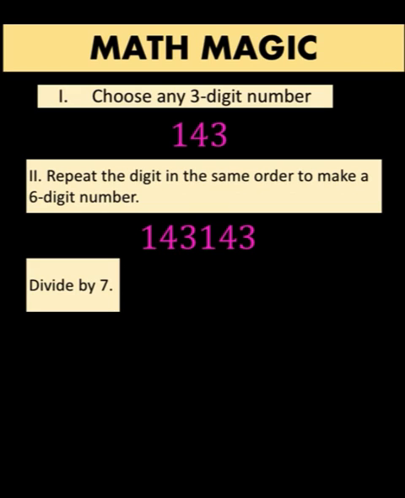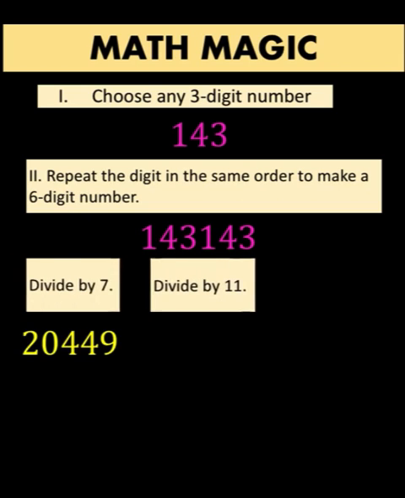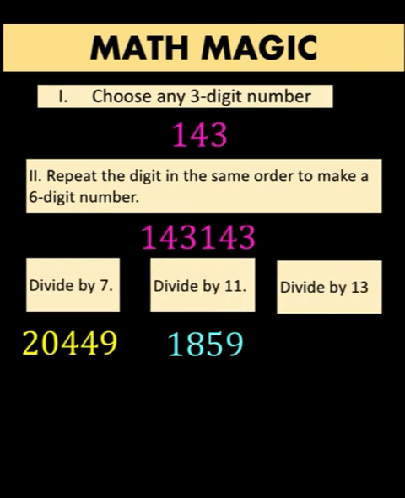Next is to divide the result in step number 2 by 7. So 143,143 divided by 7 is 20,449. You can use your calculator to do this division. Next, divide 20,449 by 11. The result is 1,859. And finally, divide 1,859 by 13, and the result I got is 143.